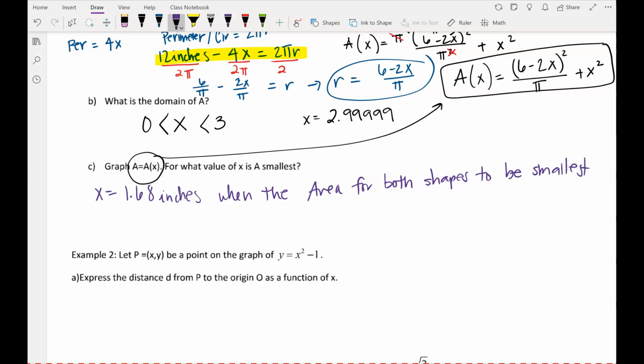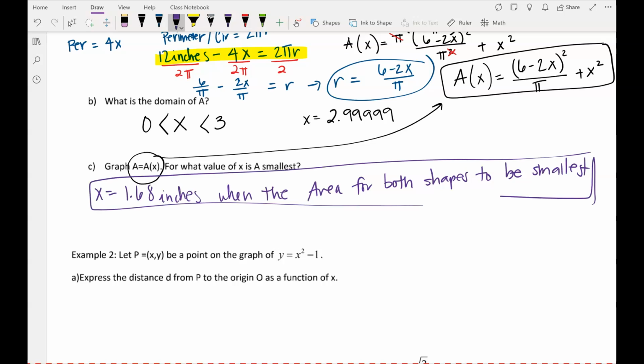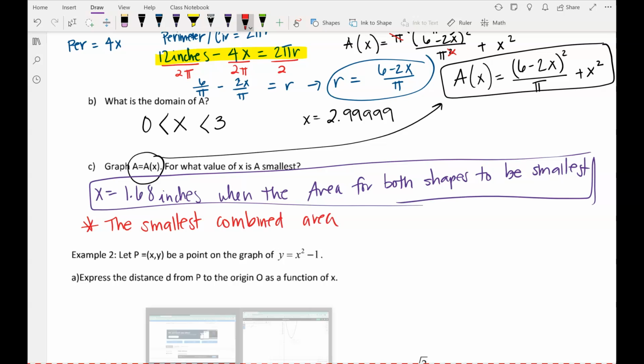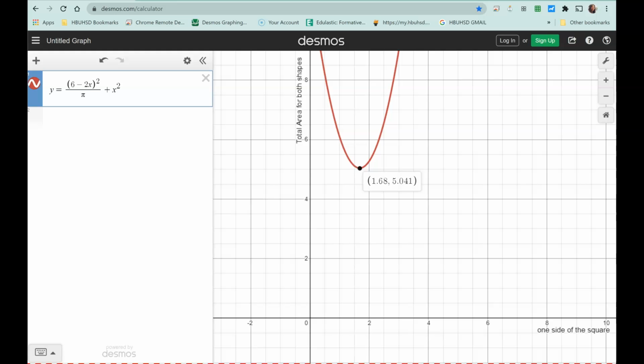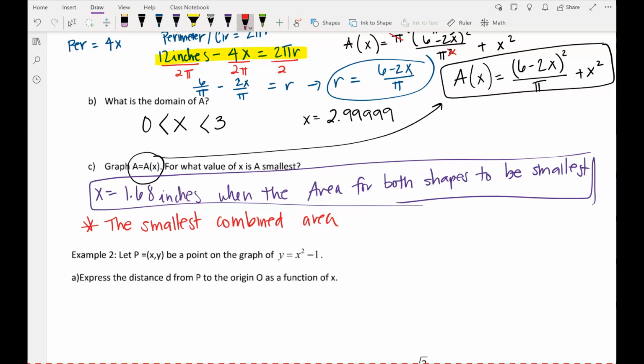Now on the exam, I might also ask you what is the smallest combined area. Then you could also add that on. So this is an addition here. The smallest combined area is, let's go back to Desmos and look for the y, 5.041. It is 5.041 inches squared, since it's an area.